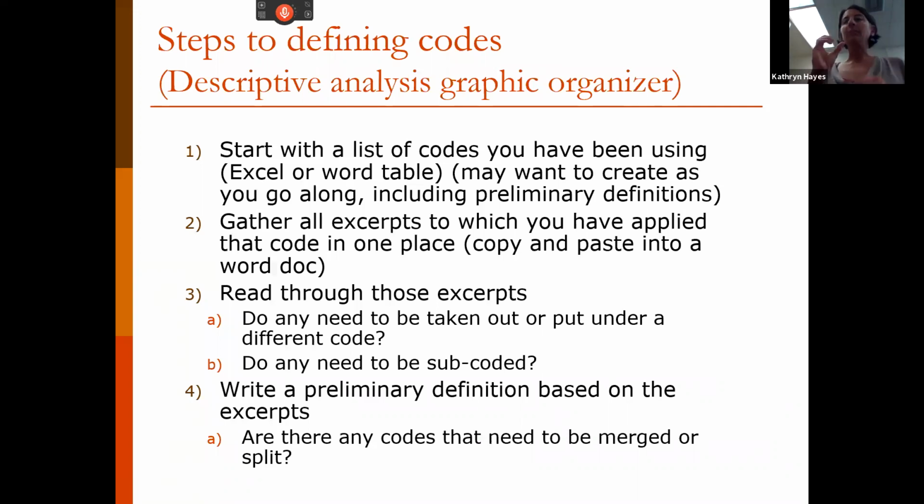So take a particular code and gather all of the excerpts for that one code into one place. You can copy and paste them into a Word doc. You can cut them out, for those of you who like things tangible. I glued them on little cards when I was doing research pre-electronic, so that they're all together. You should have like 20 or 30 or 40 for each code. Then you read through all of those excerpts, right?